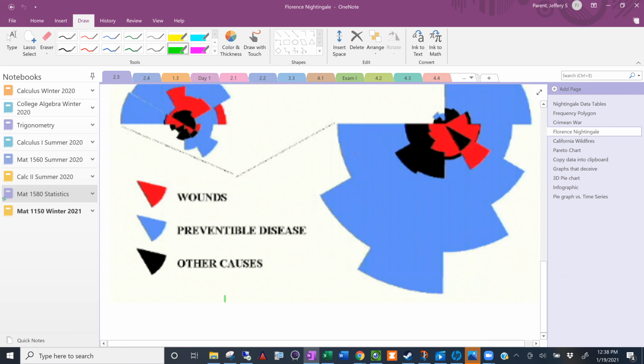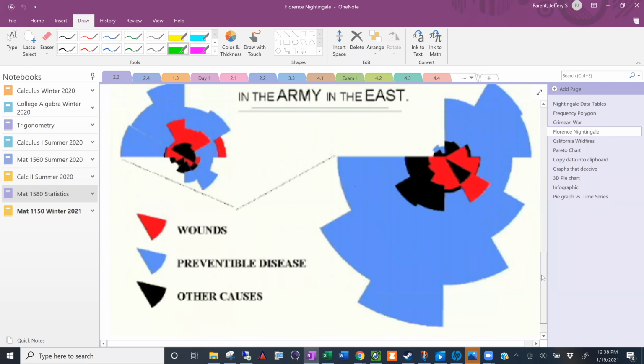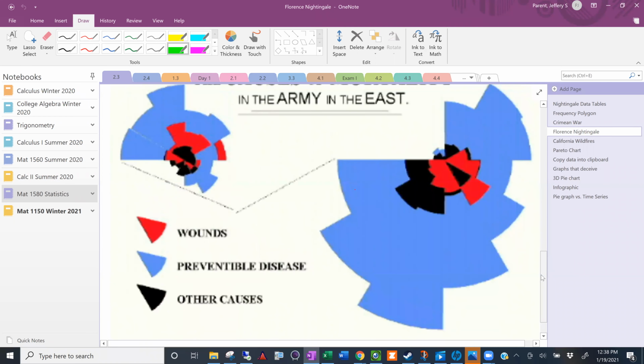So what jumps out at you in terms of what's going on with this data? This is summarizing an awful lot of data in a very nice, neat way. Does anything strike you about this graph?